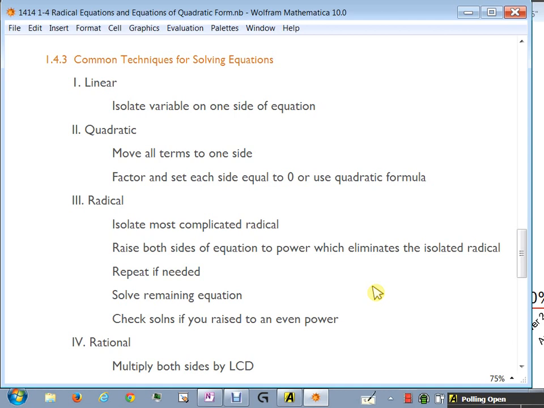This step, solving remaining equations, means that what you get after you do these first 3 steps is probably either going to be linear or quadratic. And then you have to go solve that. And then check your answers. If you raise both sides to an even power, you always have to check your answers.